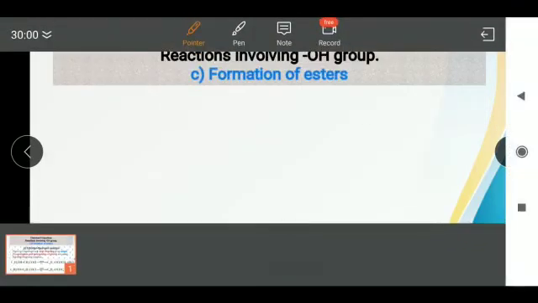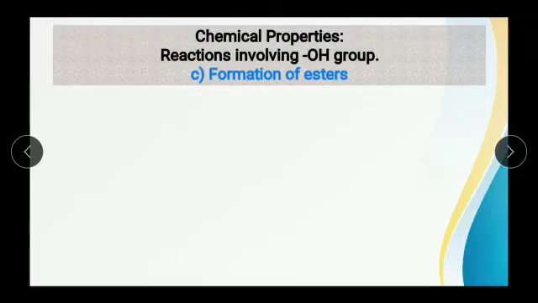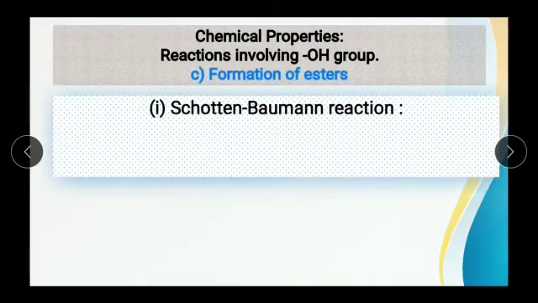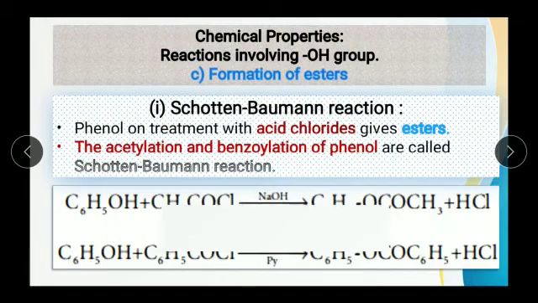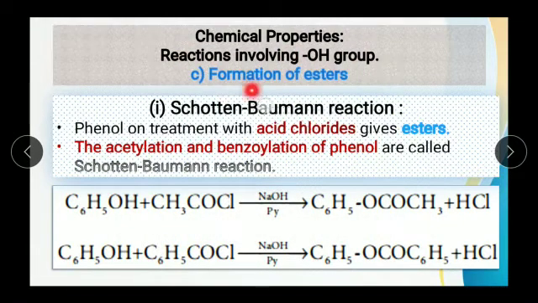Formation of esters. Schotten-Baumann reaction. When phenol is treated with acid chloride, it gives us ester. What is ester? RCOOR is ester. The acetylation and benzoylation of phenol is named as Schotten-Baumann reaction. Let us see both examples, acetylation and benzoylation.